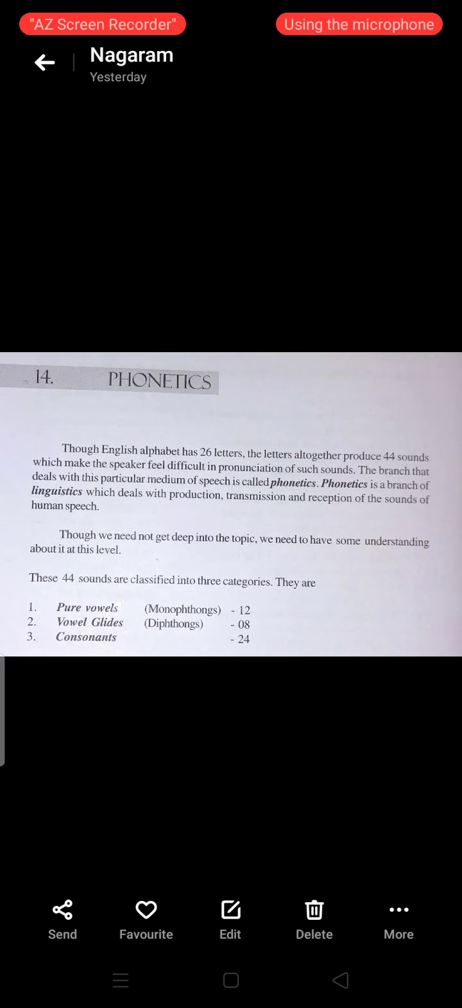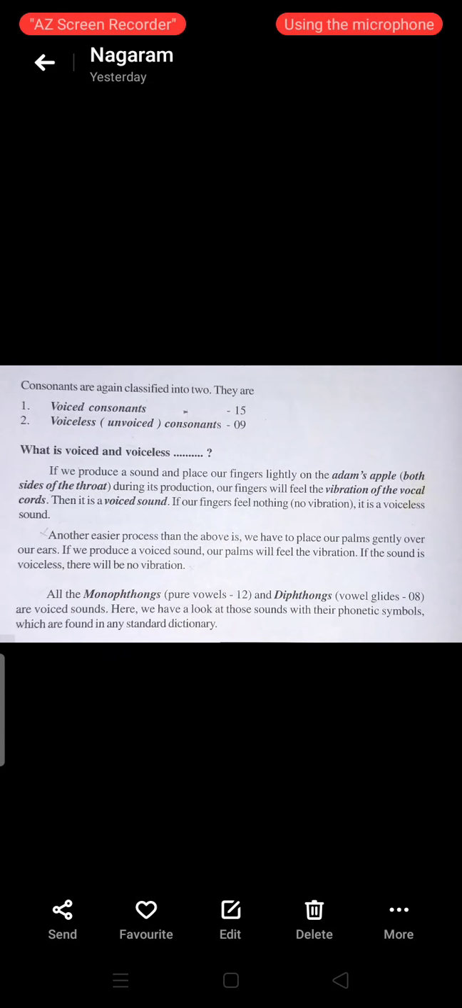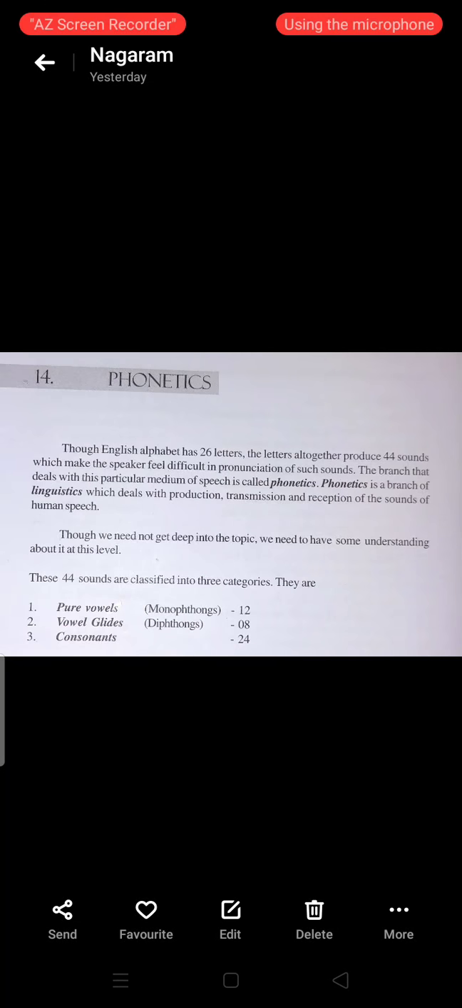In the previous class we discussed the pure vowels and also vowel glides. Total vowel sounds are 20. They are divided into monophthongs and diphthongs. Monophthongs are 12 and diphthongs are 8. We discussed this earlier. Now we move to the consonant sounds. Consonants are again classified into two. They are total 24.